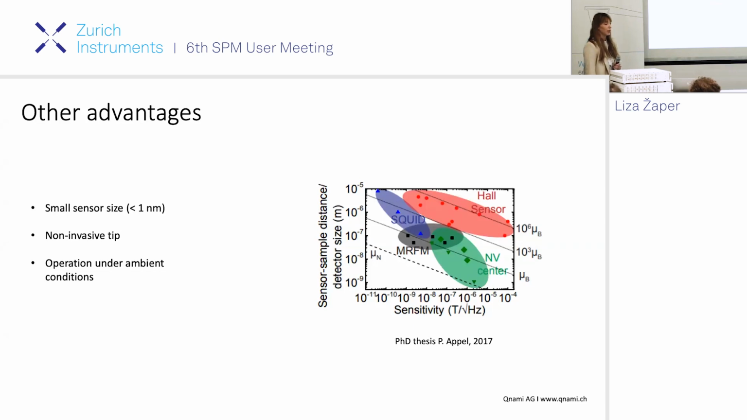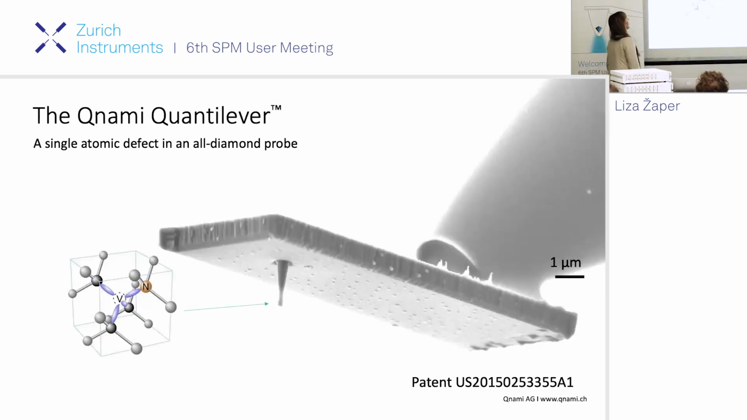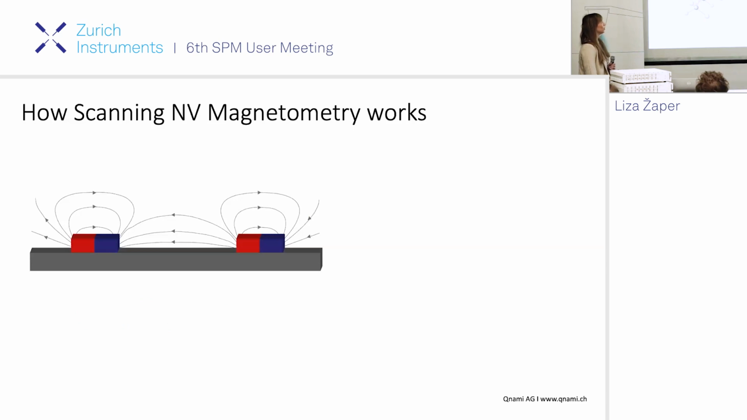Further, it also has a small sensor size limited to the atomic radius, so below 1 nanometer, a non-invasive tip, which means that after the interaction of the tip with your magnetic sample, the sample will remain in the same magnetic state. And the third is that it can be operated under ambient conditions, so there is no need to cool down the system. All of this can be, and it has been, implemented in Qnami's Quantilever all-diamond probe.